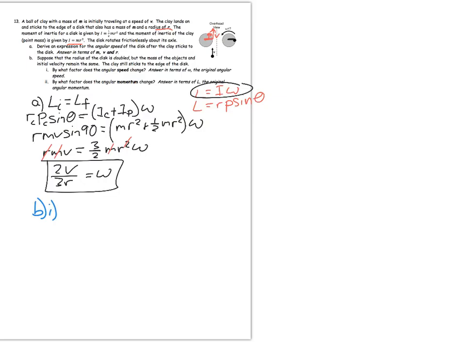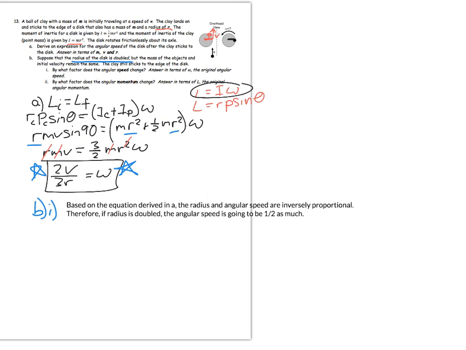For part B, the scenario is the radius of the disk is doubled, but the mass and initial velocity remain the same, and we want to know what effect that has on the angular speed of the disk. So everything else has stayed the same except for this r term, which shows up a few times in our previous equation. To answer this question, I'm going to focus on the equation that we just derived in A. What I see from this equation is that the angular speed and the radius are inversely proportional. So that means that if our radius is doubled, our angular speed is going to be half as much, because of that inversely proportional relationship.